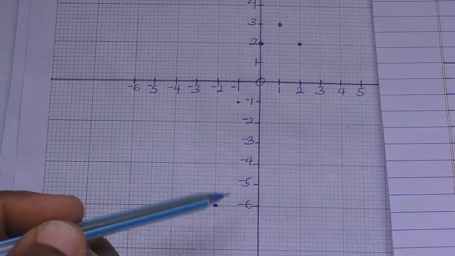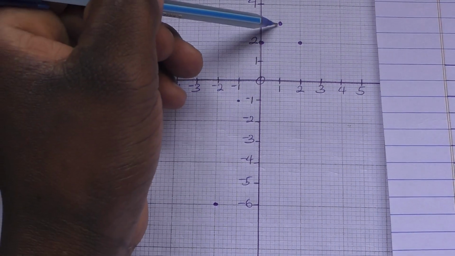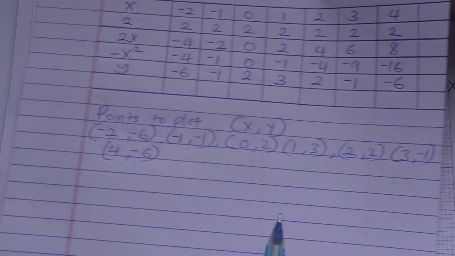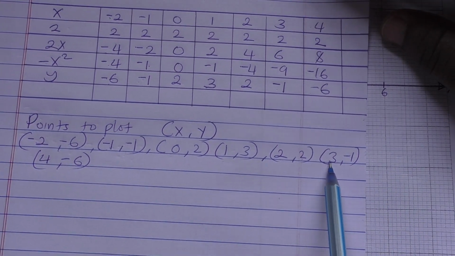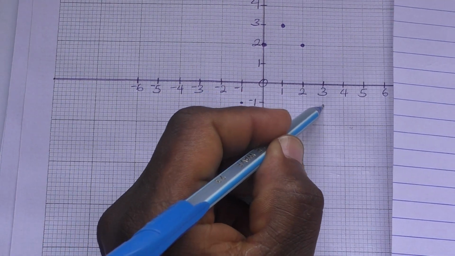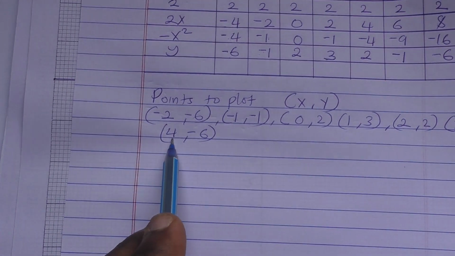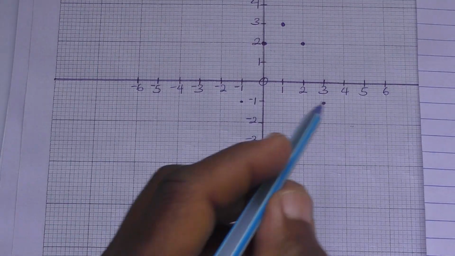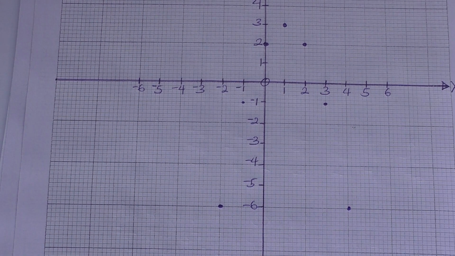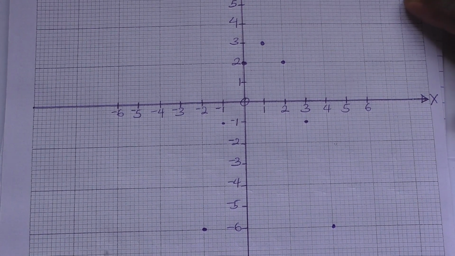You see that now our curve has taken shape. It went up and now it's coming down to form the N-shaped curve. Then we have (3, -1). So this is (3, -1). Then we have (4, -6). So this is (4, -6) down here. And now after plotting, we are going to join the plotted points using freehand.